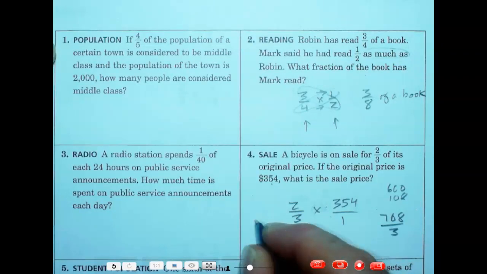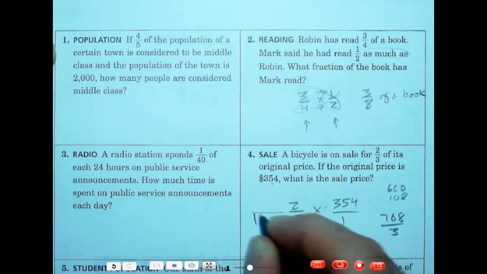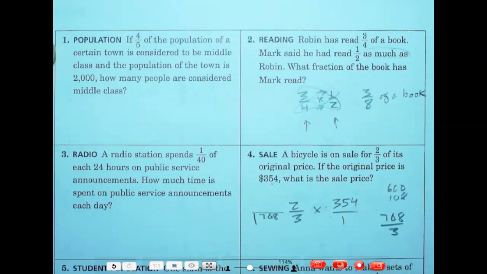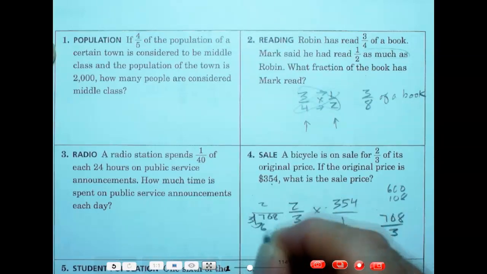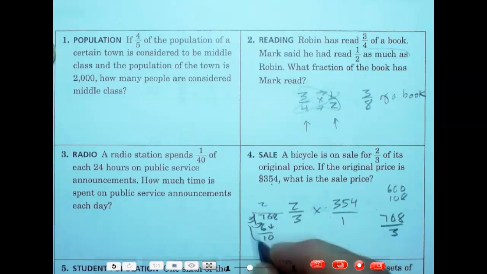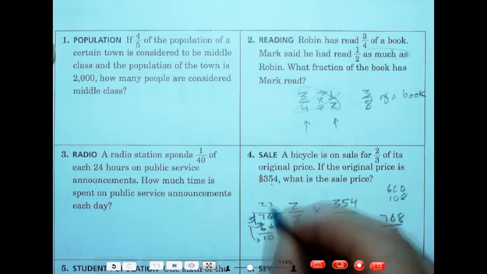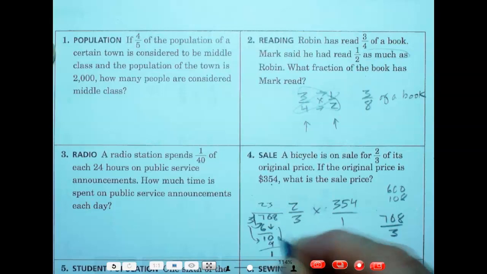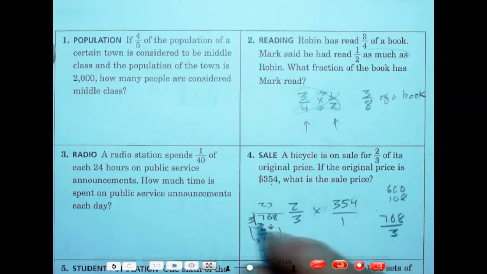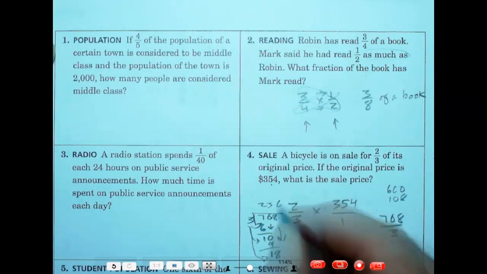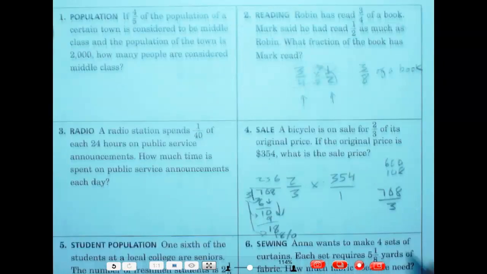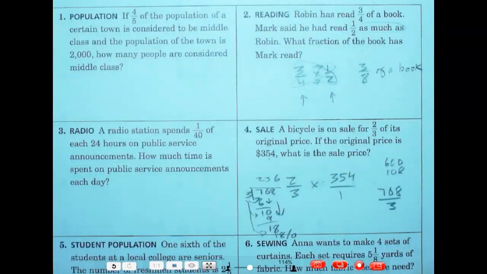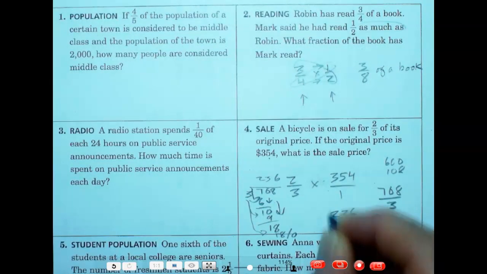So let's just make a little division thing. We have 708. We're going to divide it by 3. 3 goes into 7 2 times. That's 6. We got 1 left over. Bring down the 0. We've got 10. 3 goes into 10 3 times. That's 9. You got 1 left over. Bring down the 8. We've got 18. 3 goes into 18 6 times. That's 18, and we zero that out. So our answer up top there is 236. So it's 236 bucks.